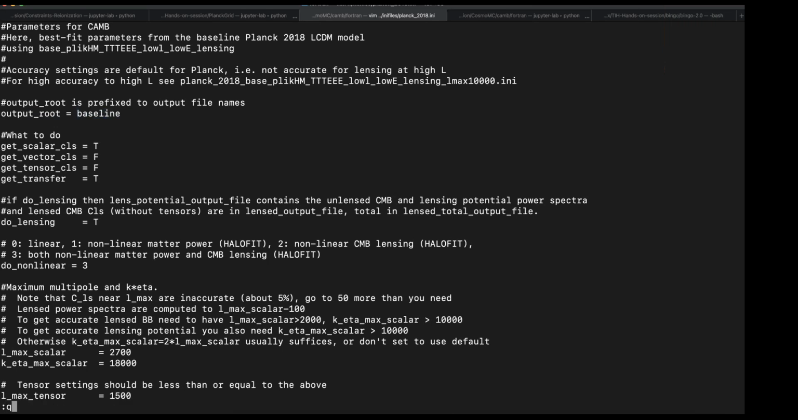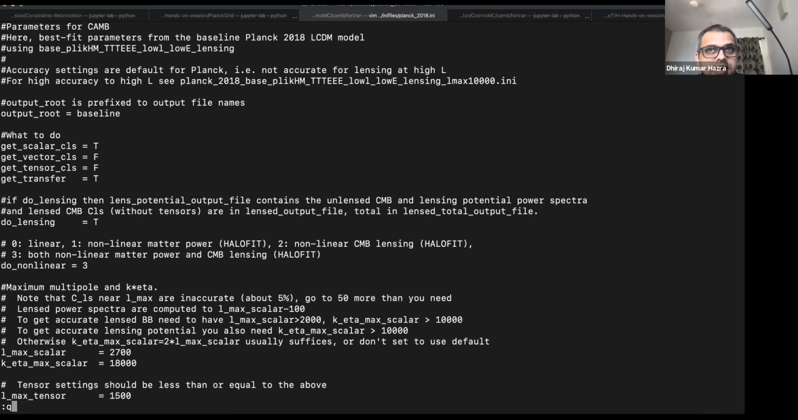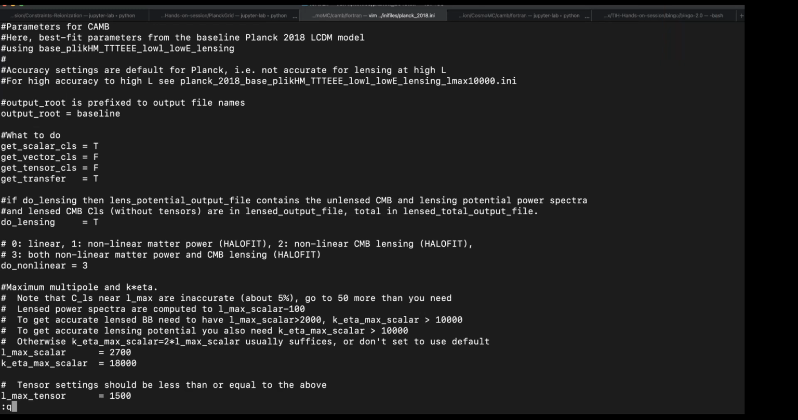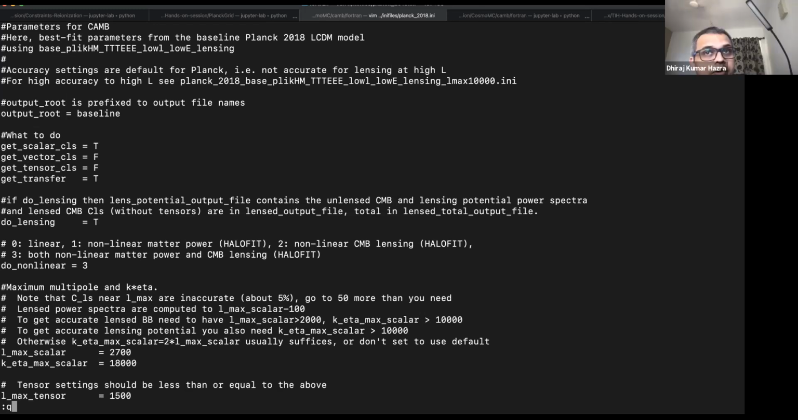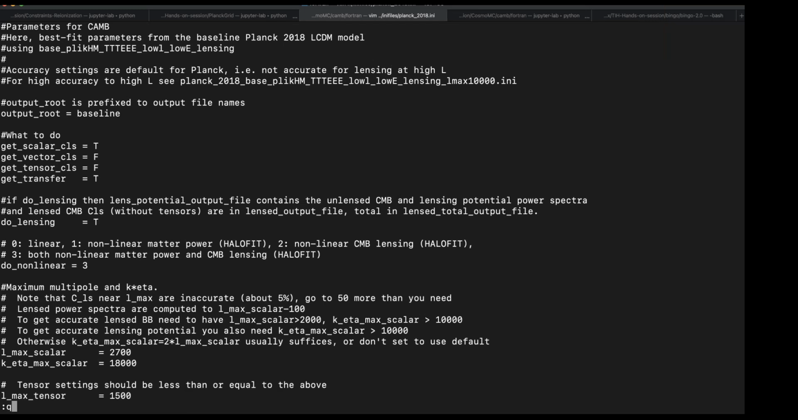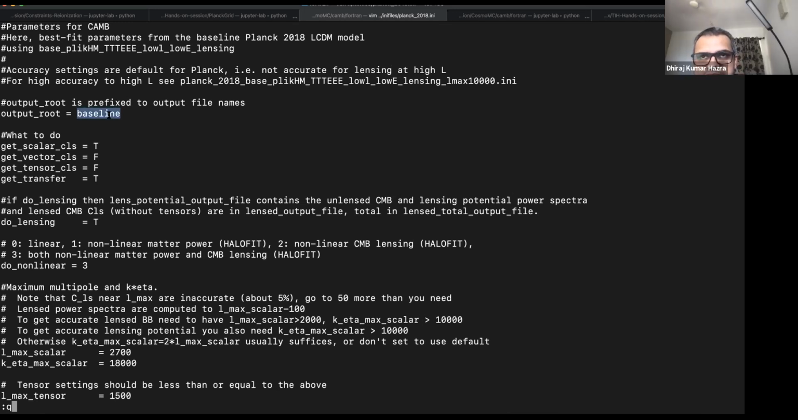Sir, is this the prior, what we are setting as the baseline? Prior means what? Prior in Bayesian analysis? No, we are not doing any Markov chain Monte Carlo. We will be coming to that. So these are baseline. This is just a name of your file, just to understand what files you are generating.